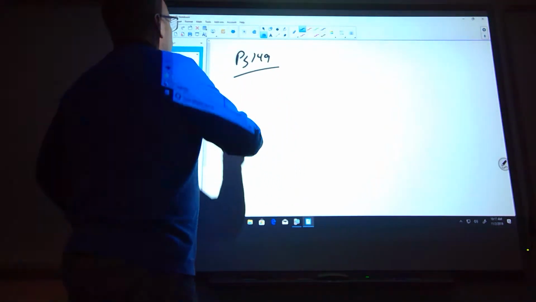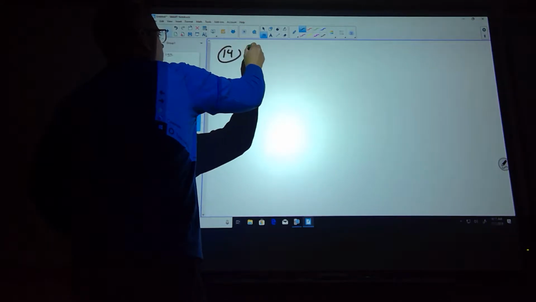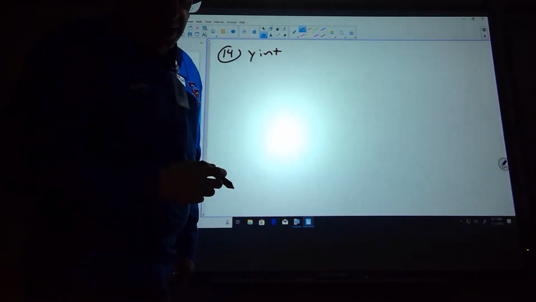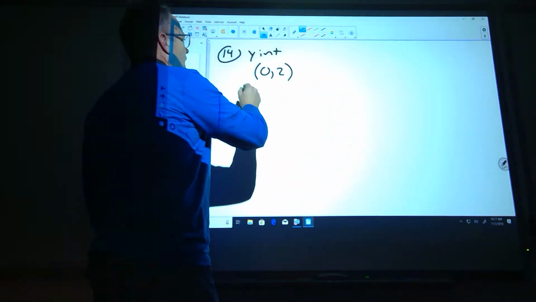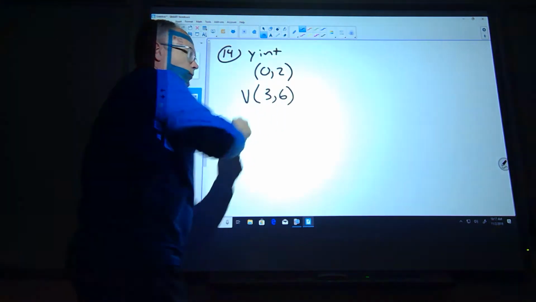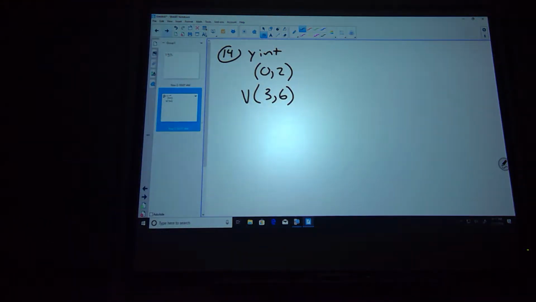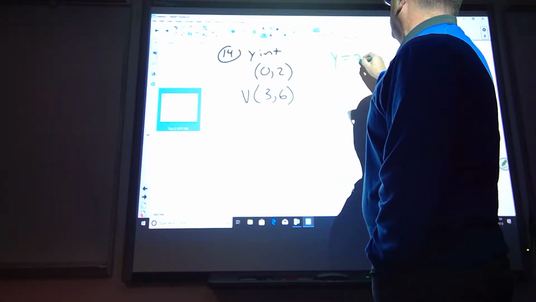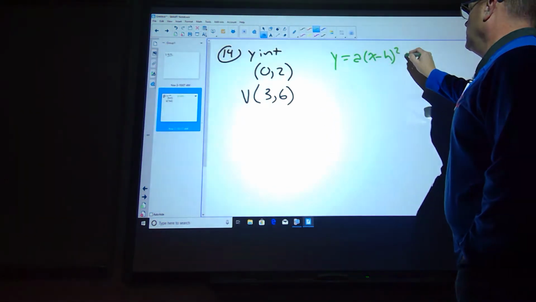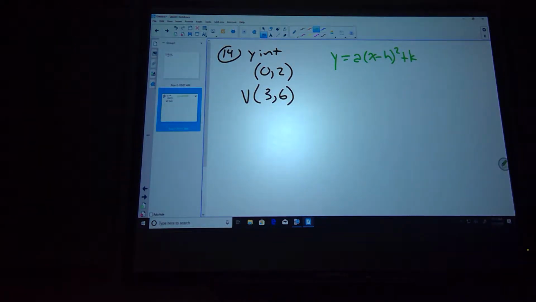All right, so number 14 says this. We have a y-intercept at 0, 2. And we have a vertex at 3, 6. Is that right? Yeah. Okay. So I guess we could try and graph it on there, or we could just take a look at, do we have enough information to possibly plug into this and solve? And I think we do. It's nice that one of my points has a 0 as part of it. So let's try and plug into this equation and solve for A.